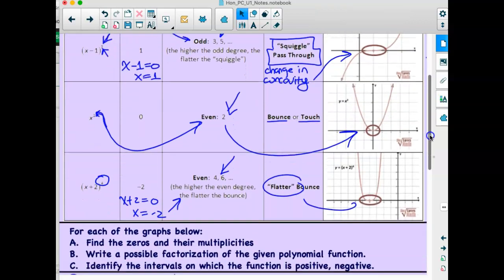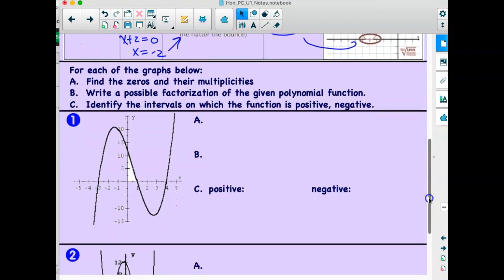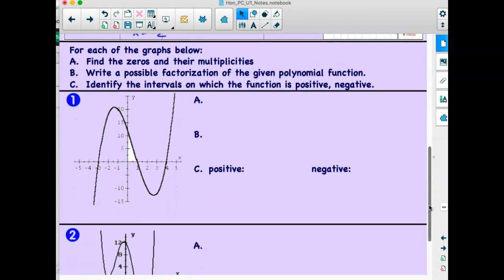Now, if you don't know what number it is, but you know that it's even, you can just go ahead and pick a 2. Okay, so what we're going to do is write down the zeros and their multiplicities. We're going to write a possible factorization of the given polynomial. We're going to identify the intervals for positive and negative values for that particular polynomial. All right, so let's start with the first one here.